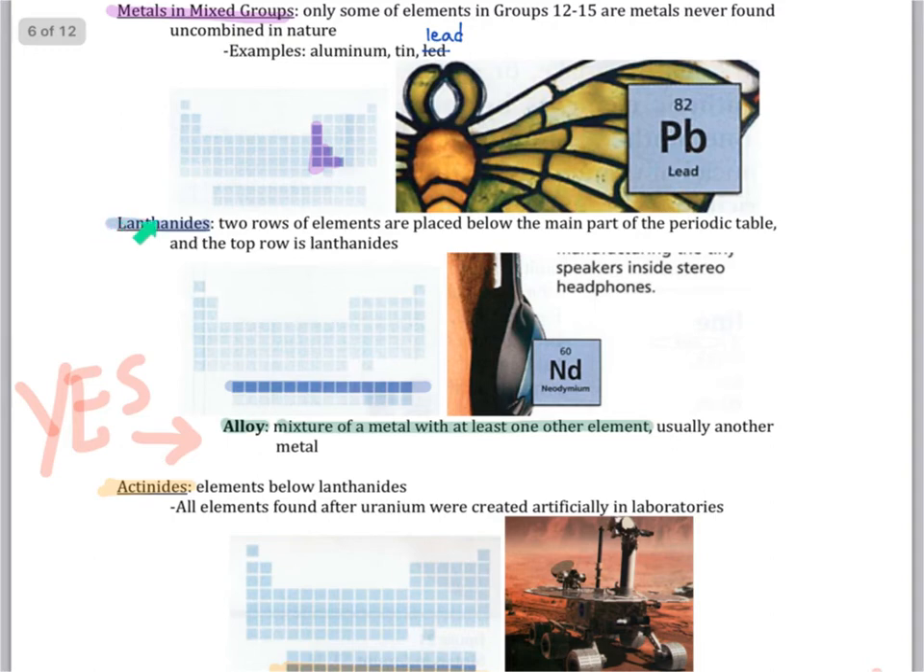There then are lanthanides, and those are the 2 rows of elements that are placed below the main part of the periodic table. The top row is the group of lanthanides, and they include things that you might find in stereo headphones, for example. You do need to know, and will be held accountable on exams and quizzes, what an alloy is. An alloy is a mixture of a metal with at least one other element, usually another metal, but not always. Brass is an example of an alloy.